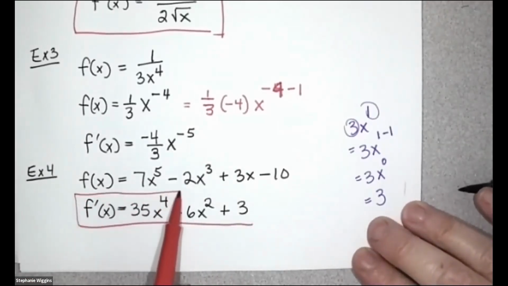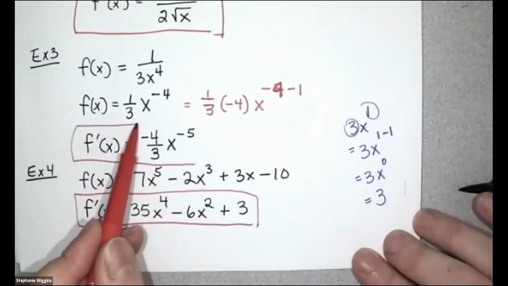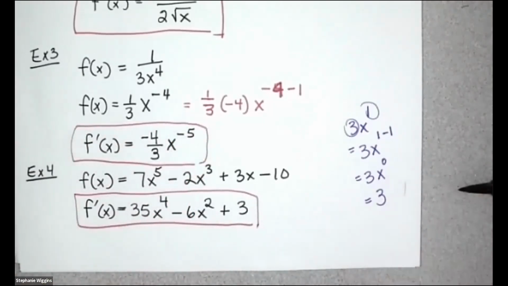So there's my derivative from the previous problem. Okay, any questions on that? Yes? We can just leave out the -10? Well, the derivative of a constant is 0, so you're right, yes. You don't have to write the 0 down, yeah.